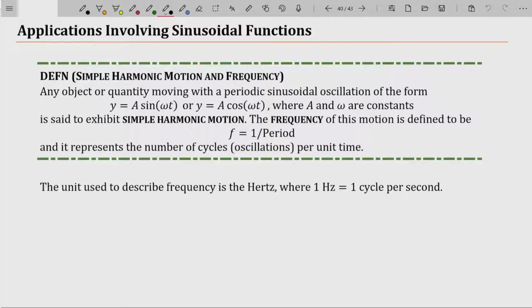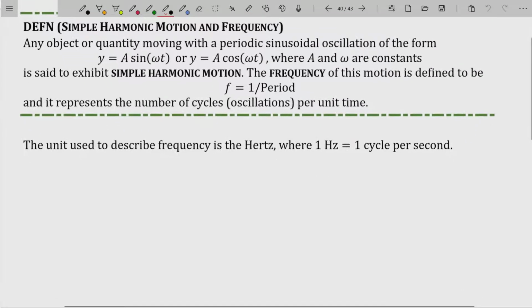So here's the definition of simple harmonic motion and frequency. Any object or quantity moving with a periodic sinusoidal oscillation, just means sine and cosine, of the form a sine of omega t or a cosine of omega t, where a and omega are constants, is said to exhibit simple harmonic motion. The frequency of this motion is defined to be 1 over the period, and it represents the number of cycles or oscillations per unit time.